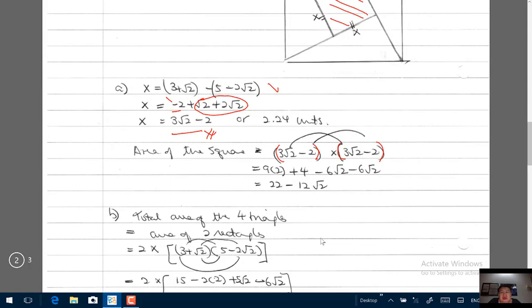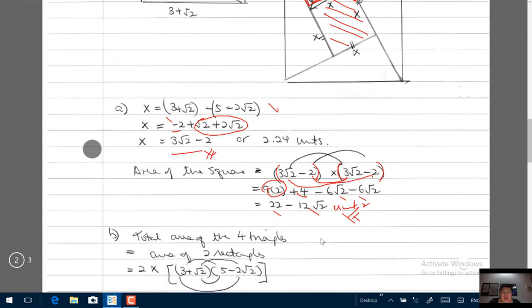3 root 2 times 3 root 2 will be 9 times 2, which is 18. Minus 2 times minus 2 will be 4. Minus 6 root 2 minus 6 root 2 will be minus 12 root 2 here. So 18 plus 4, your final answer is 22 minus 12 root 2 units square. Don't forget, I left out units here. Okay? Are we good? Okay, next one.